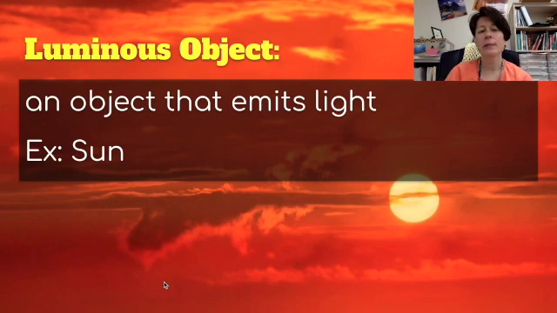Now, luminous objects, moving on here. A luminous object is an object that emits light. It makes its own light. This is something like the sun. This would be something like fire that creates its own light, okay? Those are luminous objects. They must emit their own light.